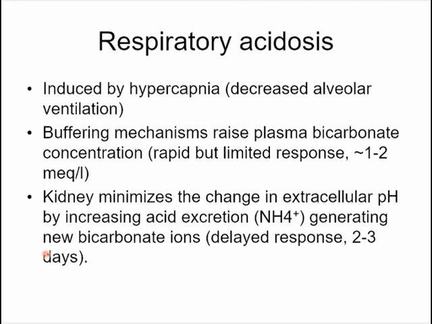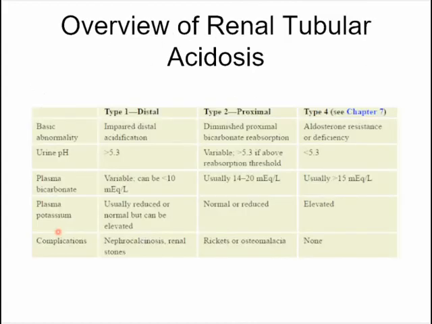So respiratory acidosis, on the other hand, can be induced by hypercapnia or decreased alveolar ventilation, and buffering mechanisms raise your plasma bicarb concentration. It's a rapid but limited response, and your kidney minimizes the change in your extracellular pH by increasing acid excretion of ammonium, generating new bicarbonate ions.